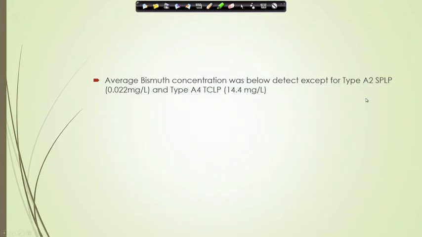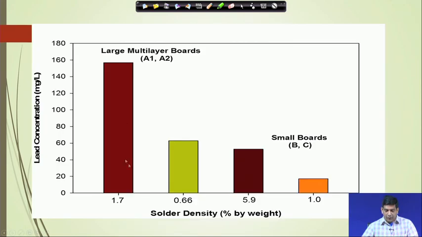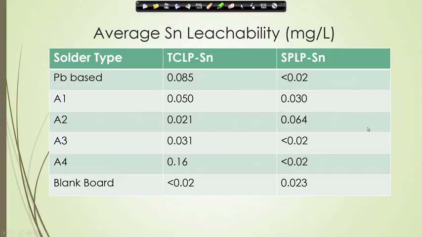Then the average bismuth concentration was below detection for type 2 and type 4, and in TCLP it was 14.4 milligrams per liter. And when we look at the solder density, lead concentration was larger in the multi-layer boards A1 and A2, which we saw slightly higher than the smaller boards, which have less solder density percentage by weight. So, these are the kind of data that you would generate in terms of the LCI inventory.